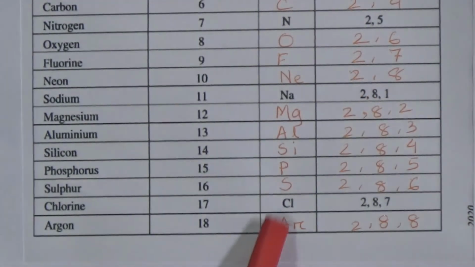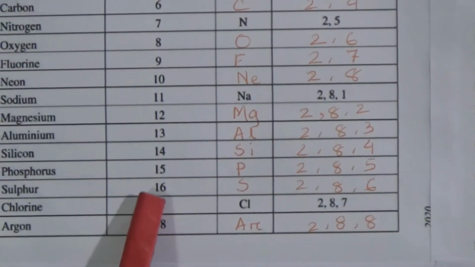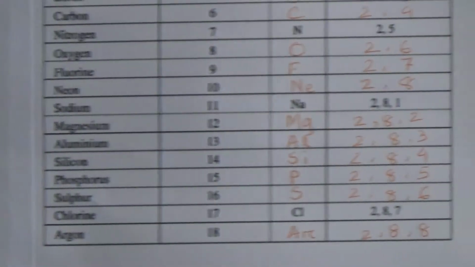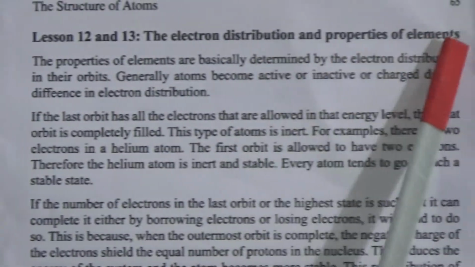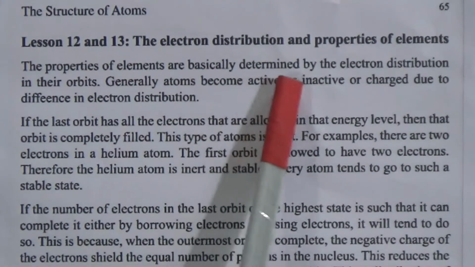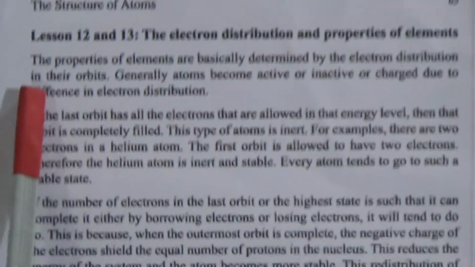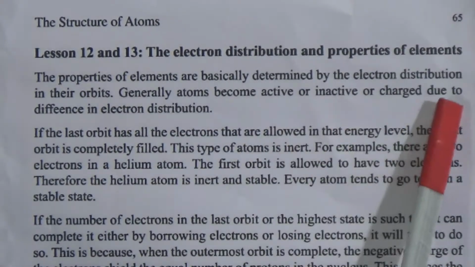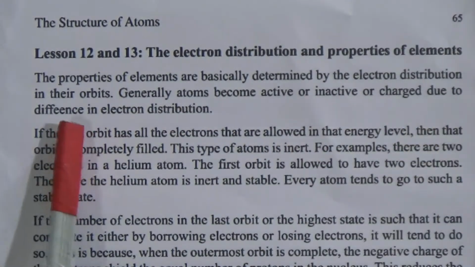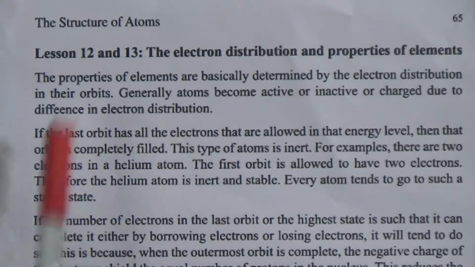This electronic configuration you have to learn. This is important for your JSC examination. Now come to lesson 12 to 13, electron distribution and properties of element. The properties of element are basically determined by the electron distribution in their orbit. Generally atoms become active or inactive or charged due to definite difference of electron distribution.